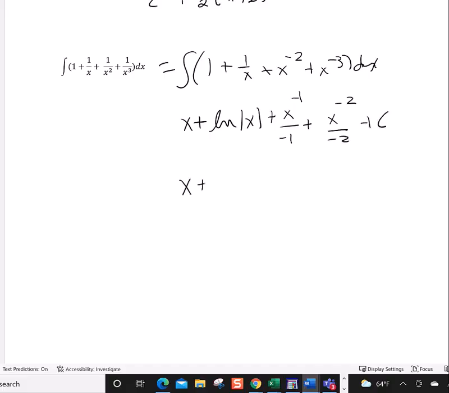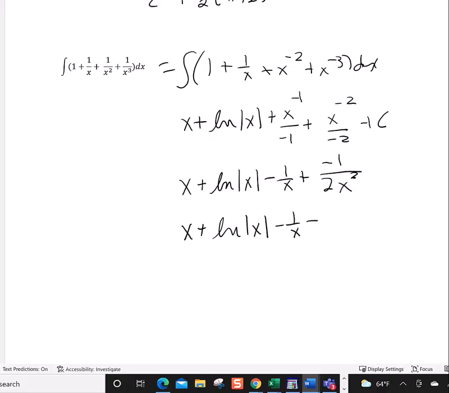I can make this x plus natural log of absolute value of x. X to the negative 1 over negative 1 is negative 1 over x. X to the negative 2 over negative 2, I can make that x squared go to the bottom, the negative 2 stays there, but I'm just going to move it up to the top. So I can make that x plus natural log of x, minus 1 over x, minus 1 over 2x squared, and then of course plus c always.